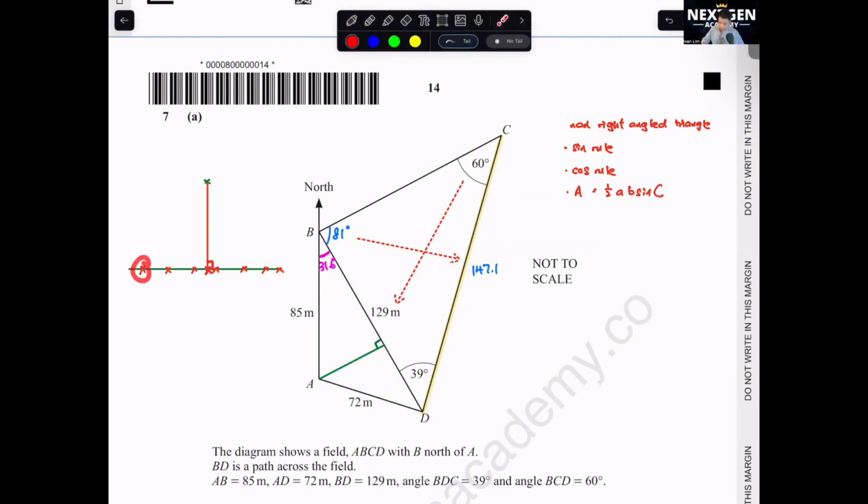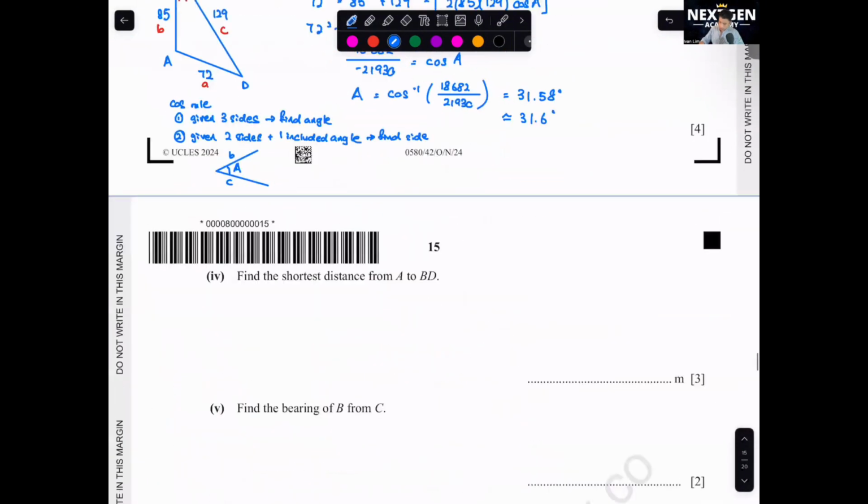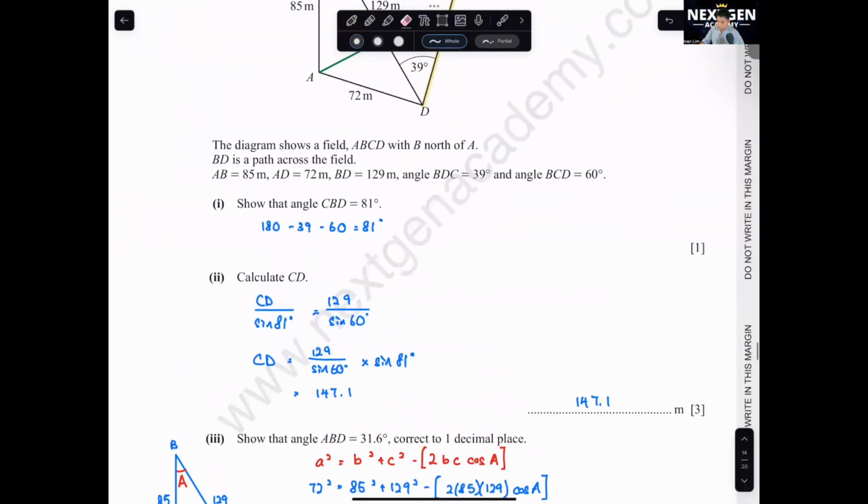If you run from here, it will be longer. Here longer. Here maybe not so long. This one is the shortest distance. So to remember this, whenever they say shortest distance from a point to a line, see the language? From a point to a line, BD is a line. We will find the perpendicular distance. Right? Now, how to find the perpendicular distance?